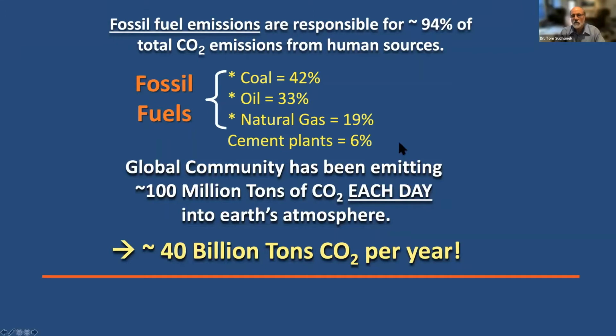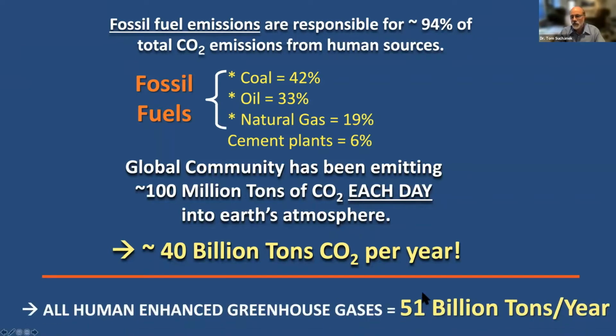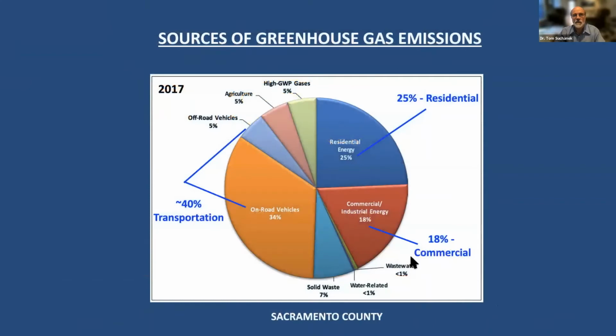Now that's almost incomprehensible, because CO2 is a gas. I mean, how can it be possibly that much weight or that much mass into the atmosphere? But it's true. If we add on the other greenhouse gases besides carbon dioxide, we end up with about 51 billion tons per year, an enormous amount. So that's what we have to deal with. So let's look at the sources of greenhouse gas emissions in Sacramento County. First, we have transportation. Off-road and on-road vehicles releases about 40% of our greenhouse gases. And next in line is the residential energy usage, about 25% of our greenhouse gases. And finally, the next one in line, 18% for commercial and industrial manufacturing. So those are the main things we need to worry about when we're looking at climate action plans.